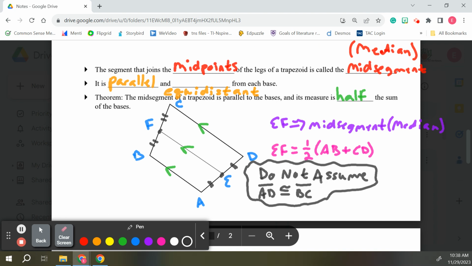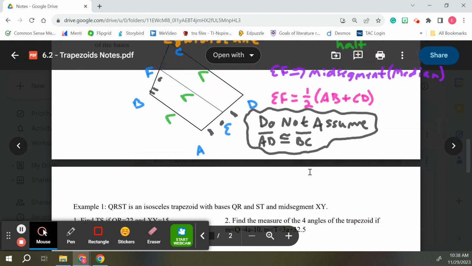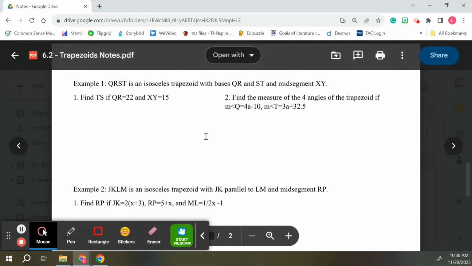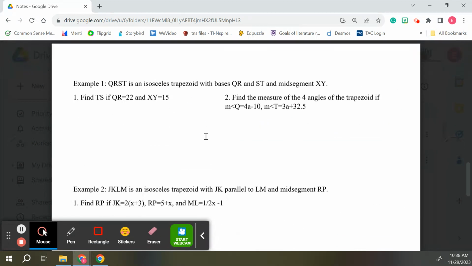Any questions on this before we move on to the backside? Okay, so let's move on to the back. Example 1, QRST is an isosceles trapezoid with bases QR and ST and mid-segment XY. They want us to find TS if QR is 22 and XY is 15.